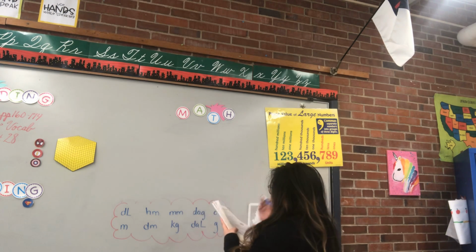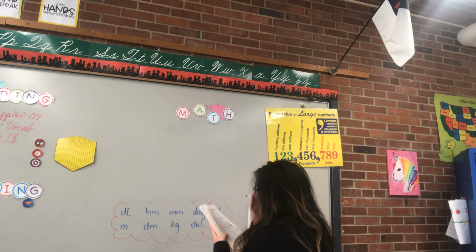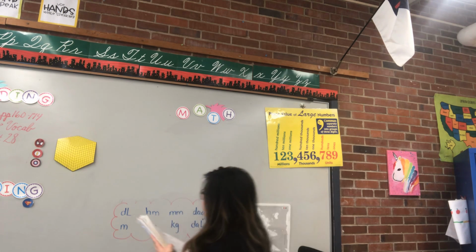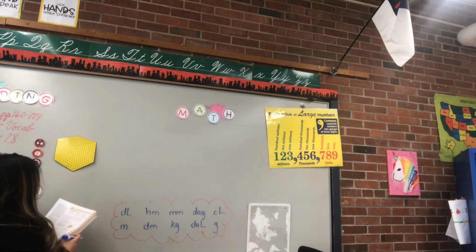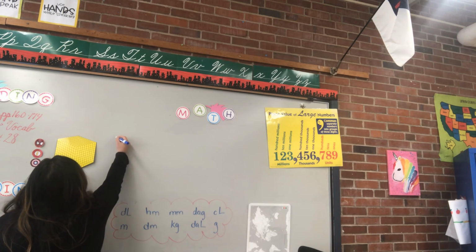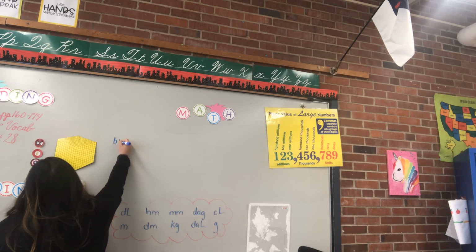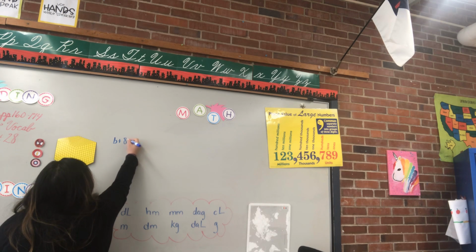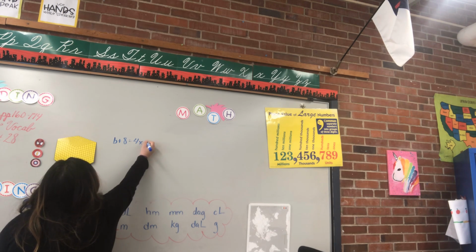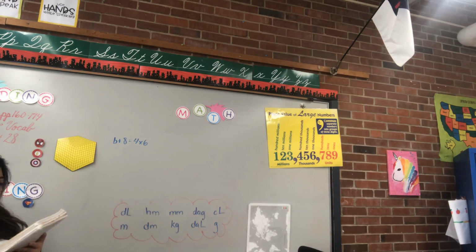Now let's look at 1A, okay? 1A, we have, let's see if you can see, B plus 8 equals 4 times 6.